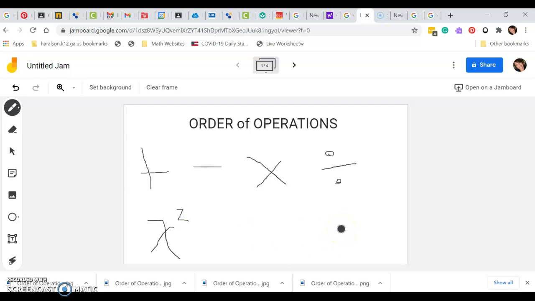So before we go any further, let's remember that there are different ways that we can show the operation for multiplication. Sometimes we use a multiplication dot. Sometimes we put a number next to another number in parentheses, and that means that the two numbers are multiplied together. It's a shortcut for showing that we multiply.